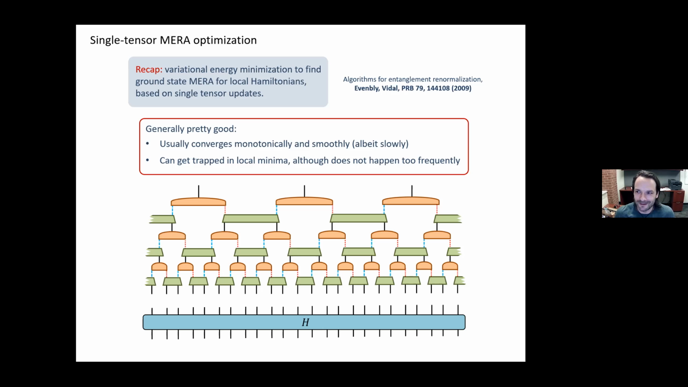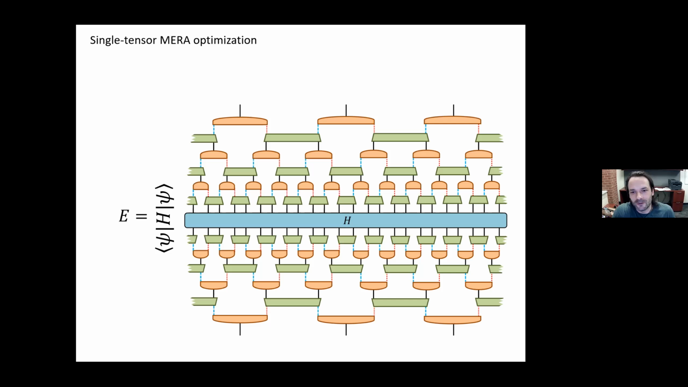Which hurt me deeply at the time, but it is very true that this single tensor MERA does take many iterations to converge. You're looking at many thousands of sweeps, although it does get there in the end. So anything we can do to improve that is certainly welcome. And it can get trapped in local minima like all methods can, but again, it's generally pretty good at not getting trapped. Okay, so how do we do this single tensor MERA?